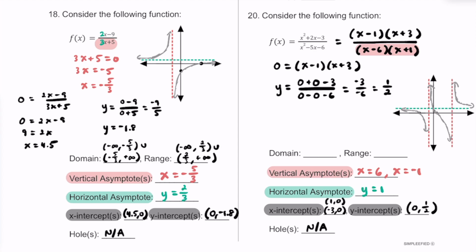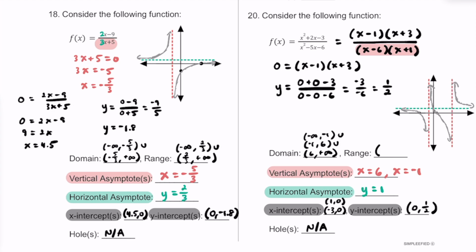Now, the domain has three parts here. It's going to go from negative infinity all the way up until negative 1. It's going to take a pause. It's going to go from negative 1 all the way to positive 6. Then it's going to take a pause. Then from 6 all the way up to positive infinity.